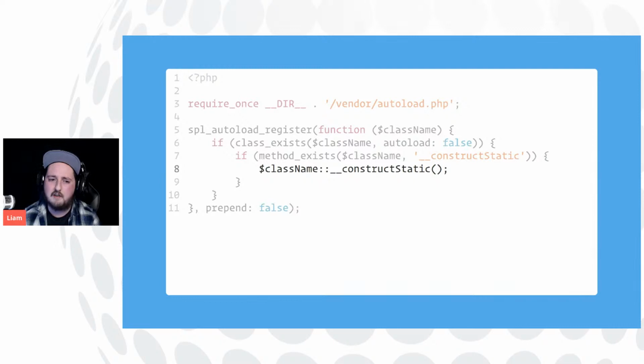So how can we actually run this code after Composer successfully autoloaded a file? Composer doesn't really give us a nice event or hook to use for this kind of thing, so we need to think a little bit more outside the box.